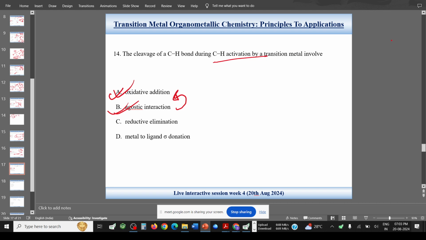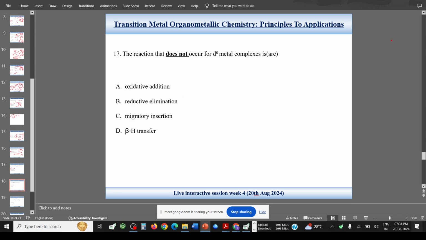First is the agostic interaction, then is the oxidative addition. Is this clear? Yes, sir.